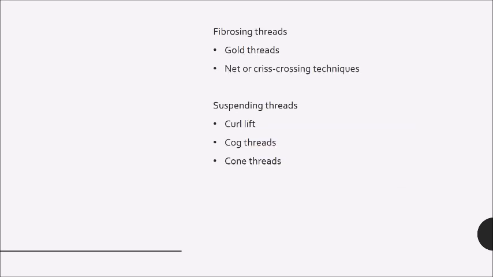Another way of explaining them is that if you need fibrosis, you may use gold threads or any other threads with net or crisscrossing techniques, but definitely they should be absorbable. Suspending threads for suspension, if you want, you can consider curl lift, which was done previously in the past, not done nowadays, and you can consider cog threads.